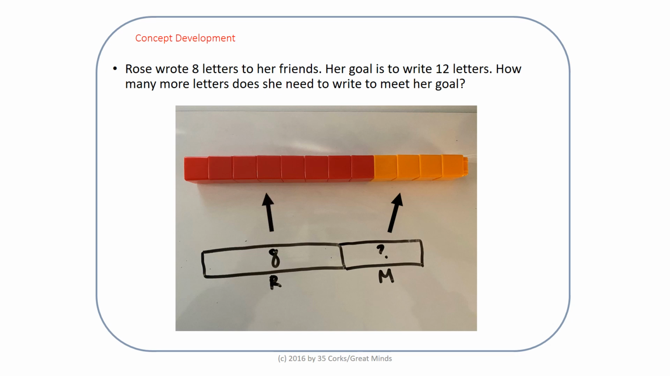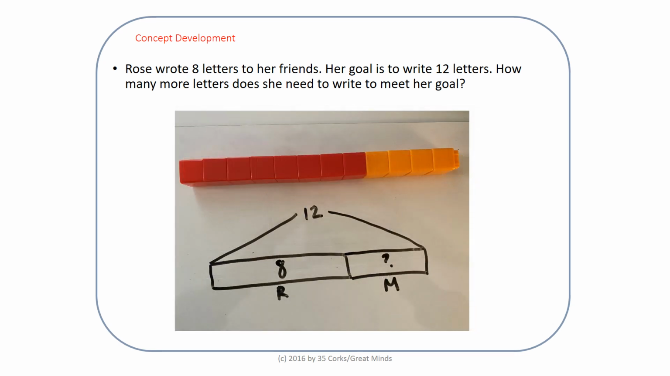So these two parts make up the total of how many letters again? What did we figure out her total was? Good, we figured out it was 12. 12 letters was her total. What addition sentence helps us find the missing part?